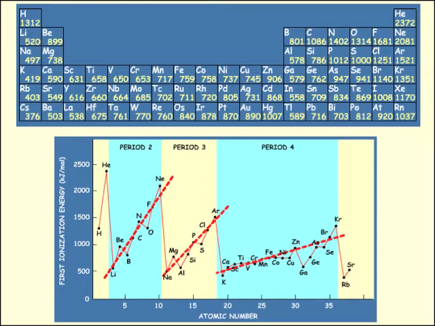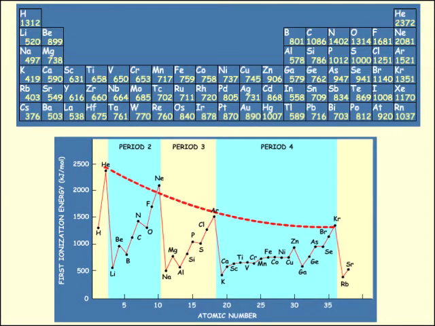The trend in period 4 between calcium and copper, where the 3D orbitals are involved, appears almost flat, which suggests that the increasing nuclear charge for these elements does not have the usual effect on the outermost electrons, which are 4s electrons. The ionization potential trends down a given family is illustrated by the dotted line drawn through the data for the rare gases helium, neon, argon, and krypton.